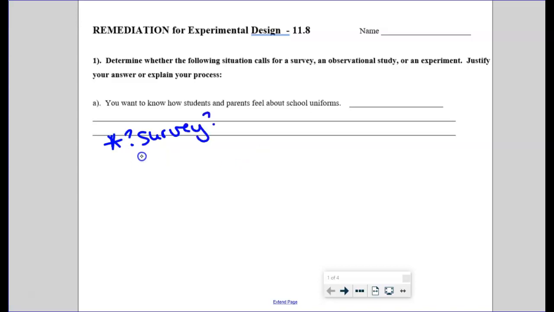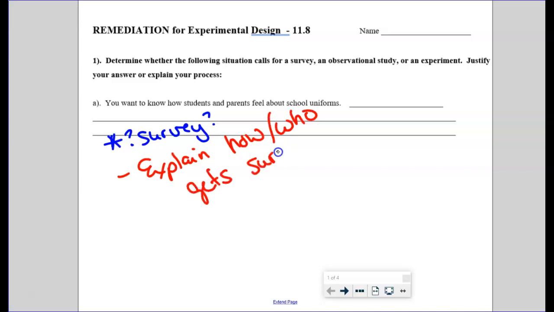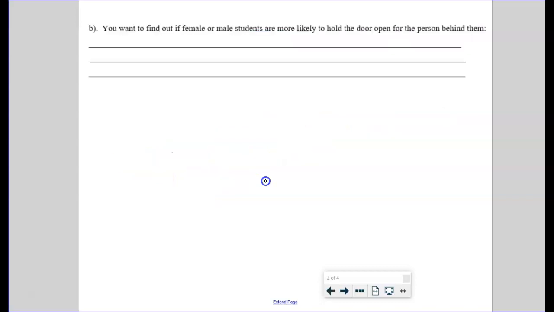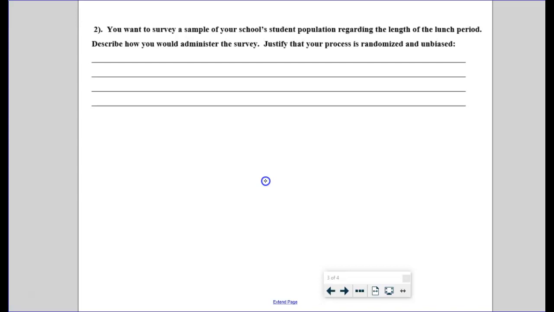You need to make sure that you explain how and who gets the survey, and make sure it's just a sample. Or if you don't feel a sample is appropriate, if you feel like the whole population is appropriate, then you have to explain why. You got to make sure that everything excludes any bias. Whatever you write down has to make a lot of sense. This is not a moment to be weird and come up with something creative. So, let's talk about this question.